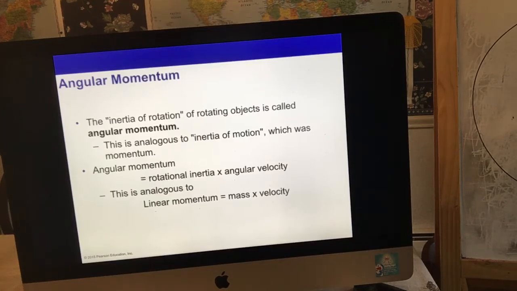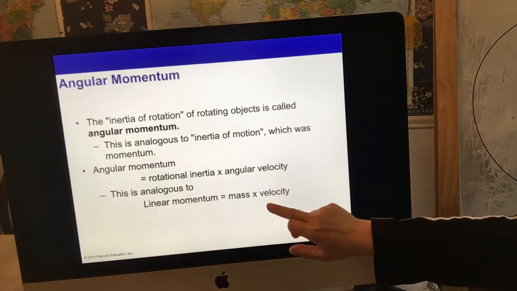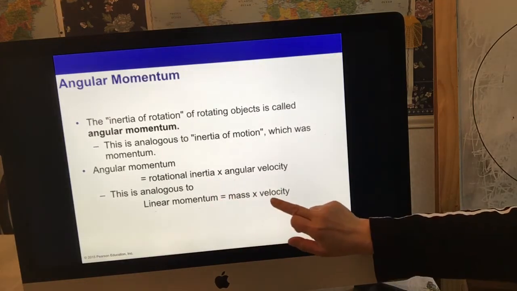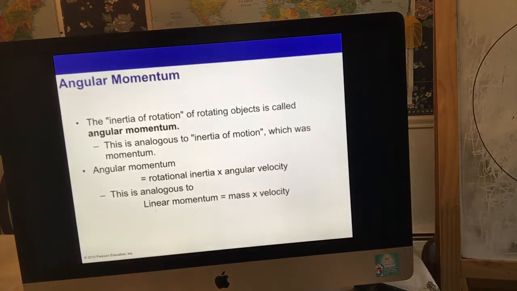So this topic is about angular momentum, which is going to be the last topic from this chapter. Angular momentum is defined as the inertia of rotation of rotating objects. If we still remember the definition of linear momentum, which equals mass times velocity, and I replace mass by rotational inertia and velocity by angular velocity, we have the angular momentum definition.